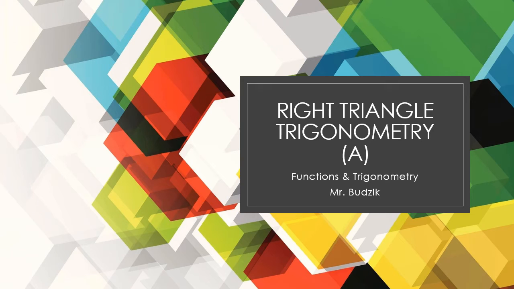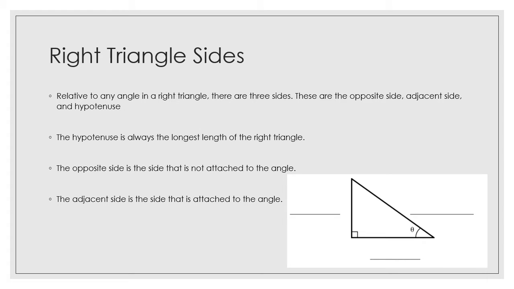Right, so today we are going to get into right triangle trigonometry. When I have a right triangle, I have three sides. Obviously, there are three sides to any triangle, but when I'm looking at a right triangle, there are specific sides. These are my opposite side, my adjacent side, and my hypotenuse. My hypotenuse is always going to be the longest length.